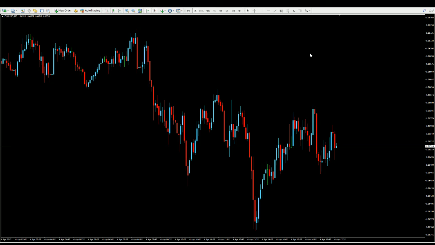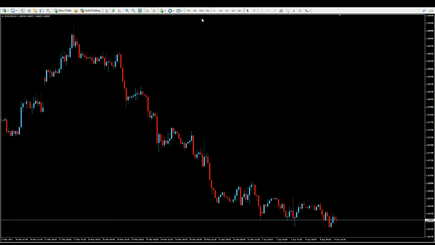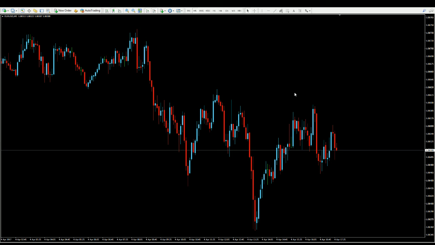So again, time frames not that important once you learn what you're looking for. And I would say most of the time we are looking at the 5-minute, 15-minute time frame. But the best, most accurate lines and trend lines are on the higher time frame. So any other questions?